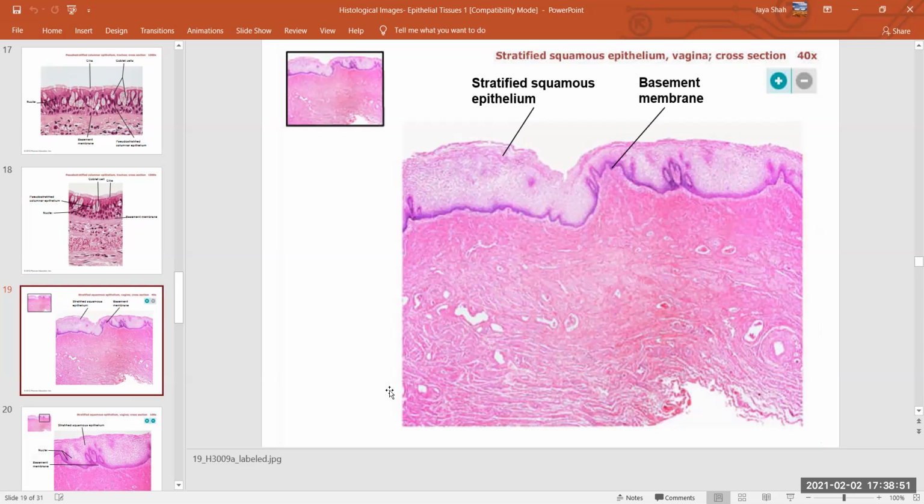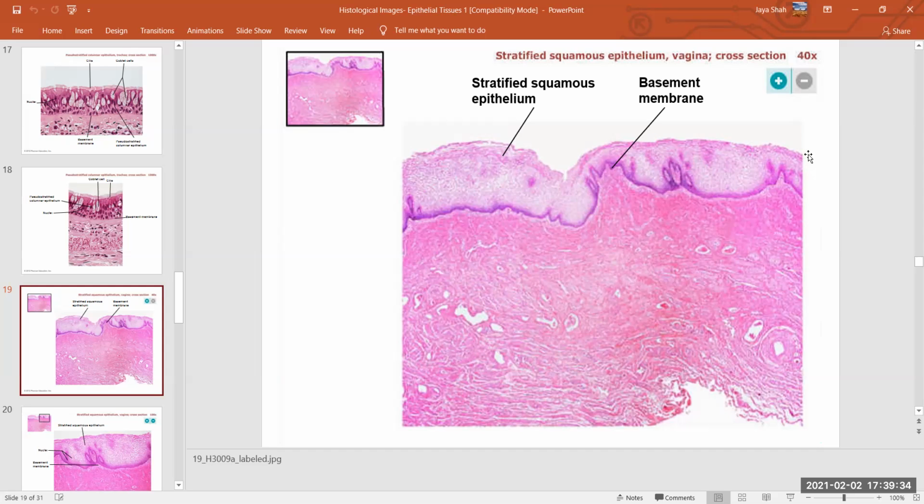This is stratified squamous epithelium in the skin. This is the skin slide at 40 times. In the skin, you have connective tissue, and then you have stratified squamous epithelium, several layers of cells. If this is from the skin, then you will see a thick layer of keratin here. But if you see this section from the vagina or from the oral cavity or from the esophagus lining, then you will not see keratin here. So you're going to see the basement membrane here and then hundreds of layers of cells.